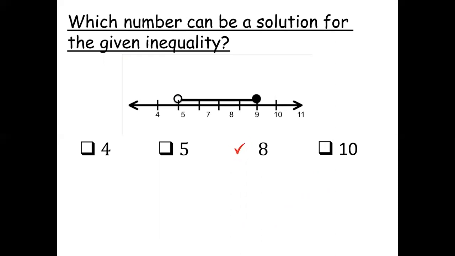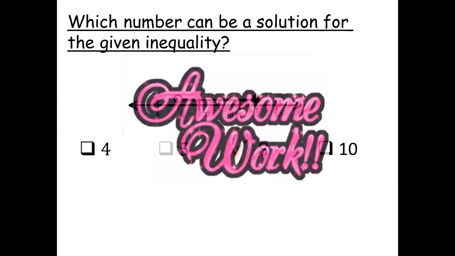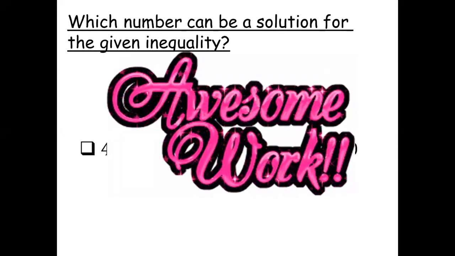From the options, 4 cannot be an answer because the graph doesn't touch anything on 4. 5 cannot be, because I just explained why 5 cannot be a solution, because the circle over there is not colored. 8, yes, because the line is passing over 8, and 10, again, same like 4, it doesn't touch the number, so it is not a solution. Well, if you have got that answer, that's an awesome work you have done. Right, let's move on to the next question.